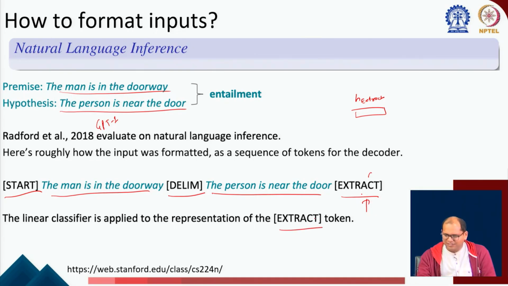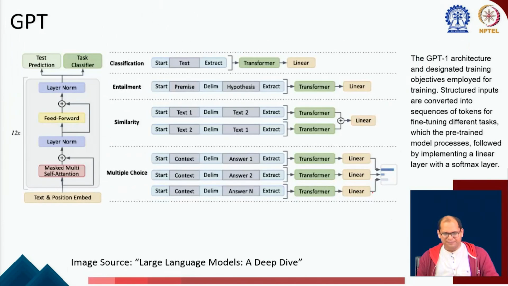So once you have the extract representation, they apply a linear layer. This is a very simple way of doing things, exactly like BERT, just that you use the final token to do the readout, right. So you put everything like start, context, delimiter, hypothesis, extract as a token, and then you pass it through the transformer, you get the embedding for extract and apply a linear layer, and that will give you the final output. Like you may have similarity, fine, you take two texts, you apply an extract token to a transformer and apply a linear layer on top of that.